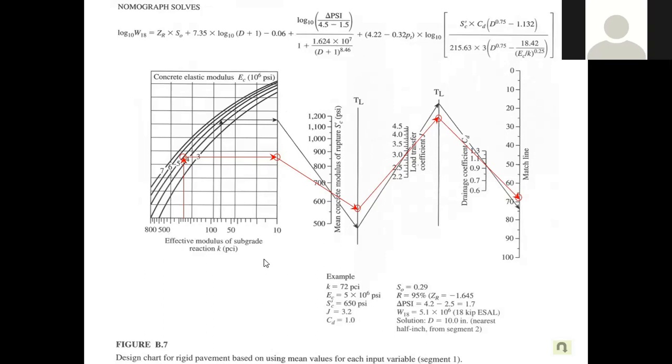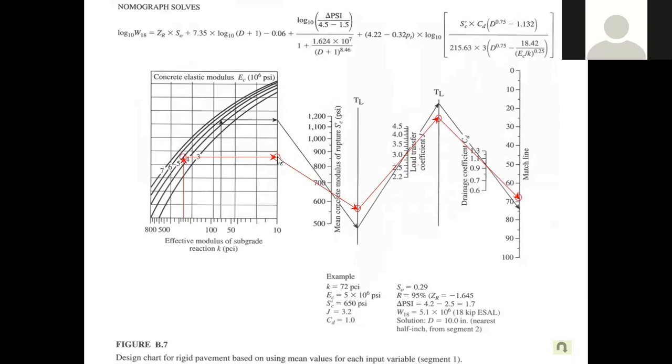I had a value of 260 PCI. This is 200. This is 300. So 260 may be between here and here. So can I say this is 220, 240, and 260. From 260, I'll go perpendicular. I stop at this curve. This is the elasticity modulus of concrete curve. The elasticity modulus of concrete in this sample is given to me as 5 million. I stop here. I will go perpendicular and stop at this point.